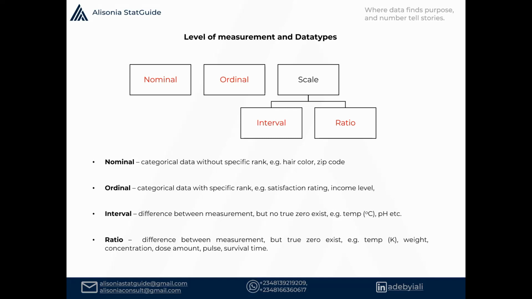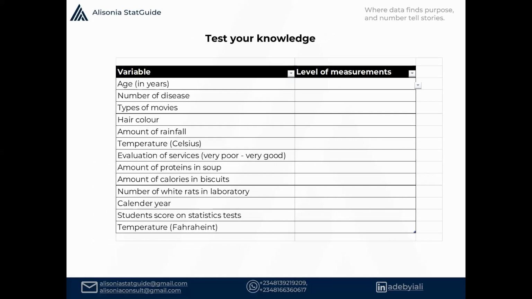Say I give out a test now and I want to mark it, and some people might score 0 in those tests. So that's also a true zero value. That is just the difference between interval level of measurement and ratio level of measurement.